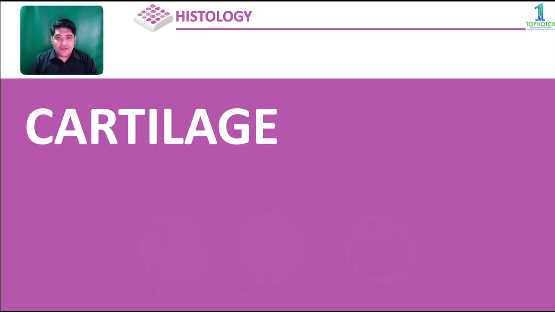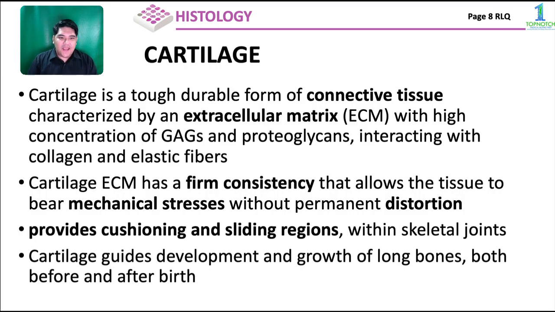Punta naman tayo sa susunod na specialized form of connective tissue, your cartilage. Okay? Your cartilage is tough, durable. It is a connective tissue characterized by an extracellular matrix with high concentrations of the components of ground substance, your GAGs, glycosaminoglycans, and proteoglycans, interacting now with your collagen and elastic fibers. Kaya nga medyo durable tapos elastic because of your elastic fibers.